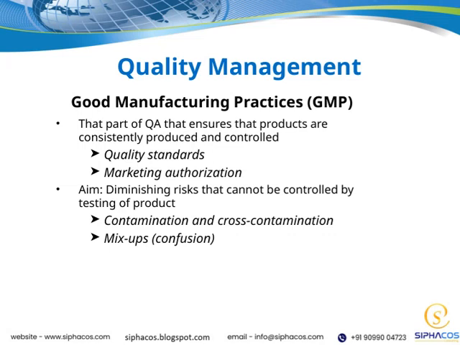Good manufacturing practices, or GMP for short, are a crucial part of quality assurance that focus on making sure our products are consistently produced and controlled to meet quality standards. Essentially, GMP helps us maintain the integrity of our products from start to finish.